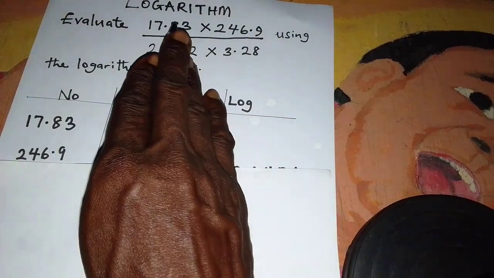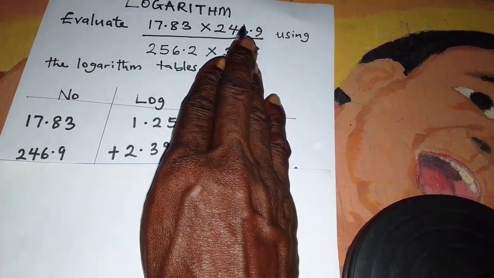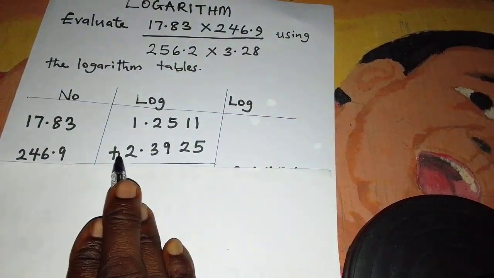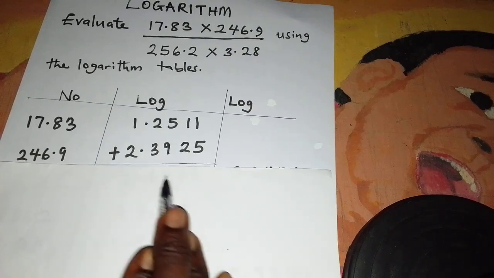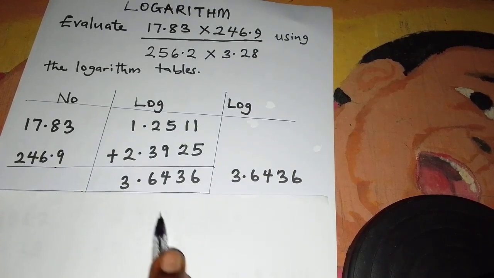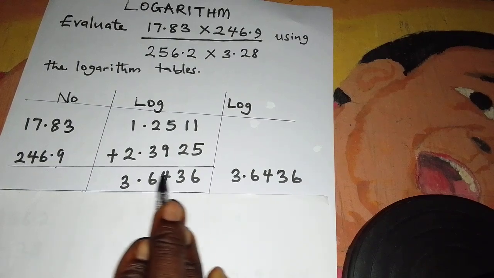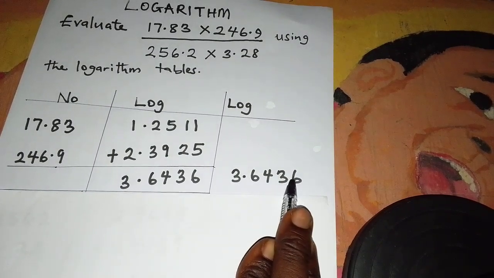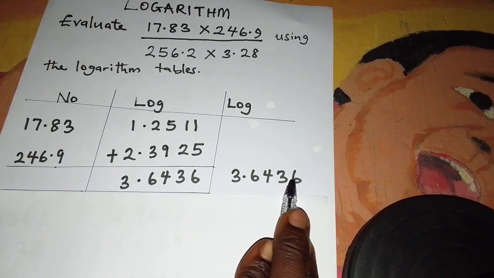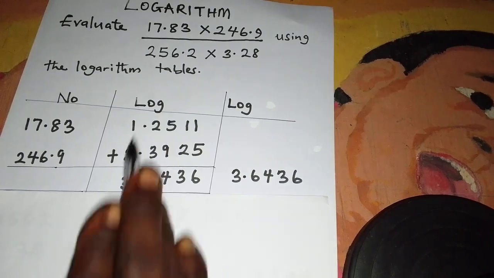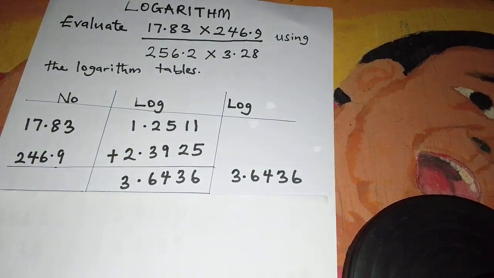Now because this one and this one are multiplying, you are going to add their logarithm. So when you add the logarithm of the two, you have 3.6436. So the answer for the numerator, I'm bringing it out here so that it will be easier for me to use. So that's it. Now we will come to the denominator.